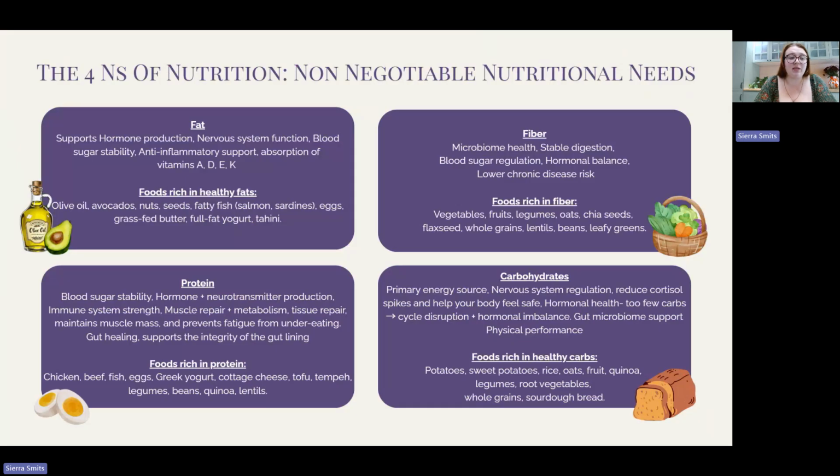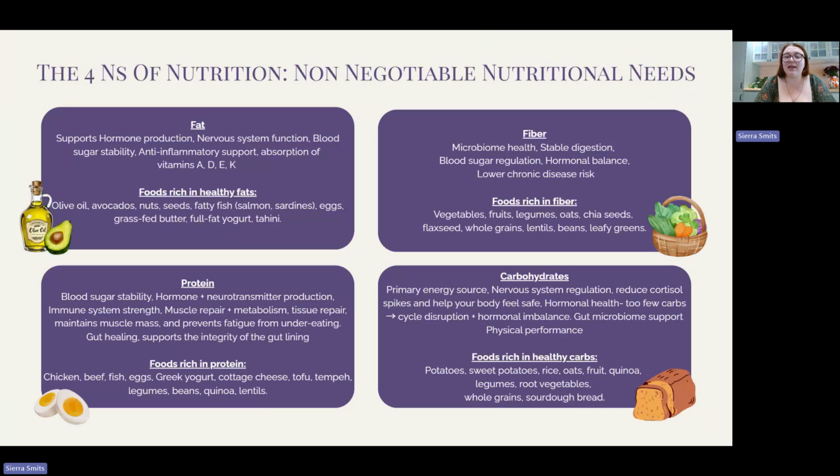Foods rich in protein would be chicken, beef, fish, eggs, Greek yogurt, cottage cheese, tofu, tempeh, legumes, beans, quinoa, and lentils. I do not recommend one diet over another, which surprises a lot of people. I really don't care if you're a vegetarian or if you're eating more like an ancestral diet, or whatever works for you is fine, but it does have to have these non-negotiable nutritional needs. If you're not consuming one of these completely, it's going to lead to disbalances in your body.